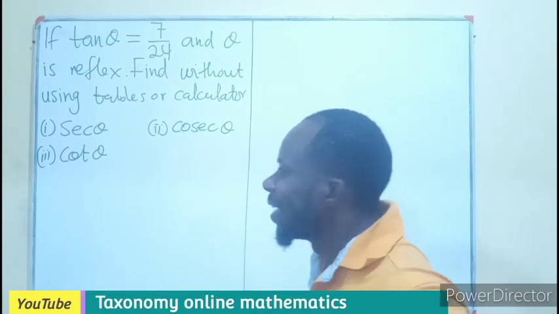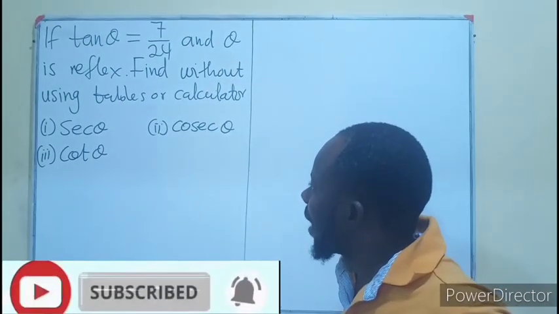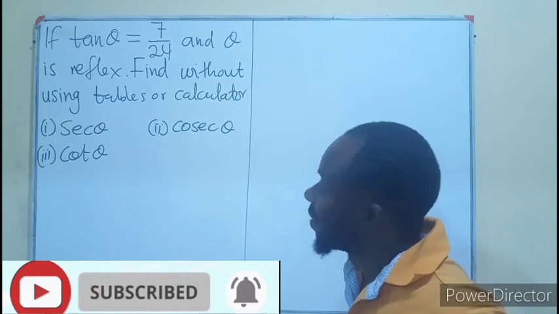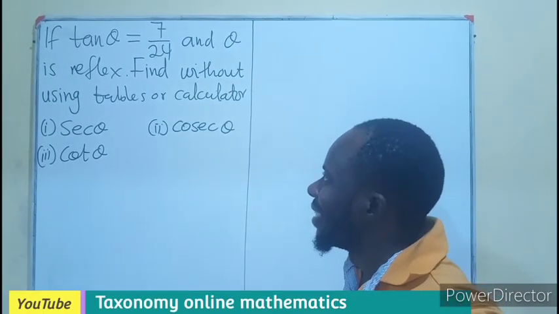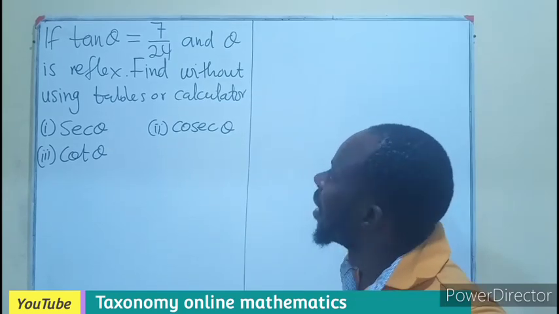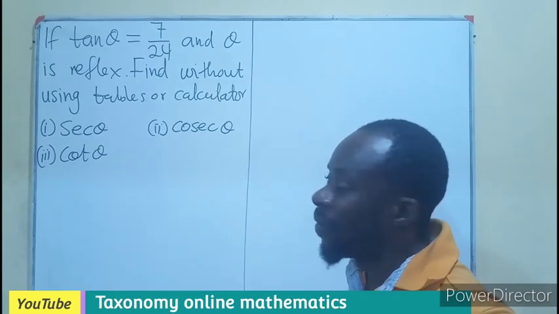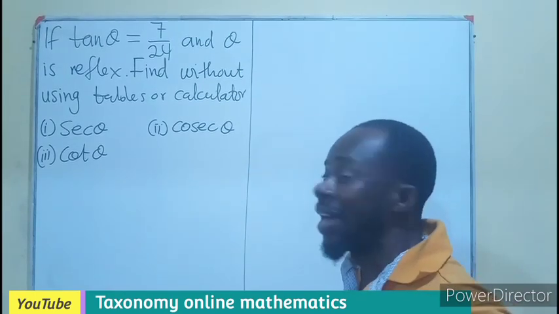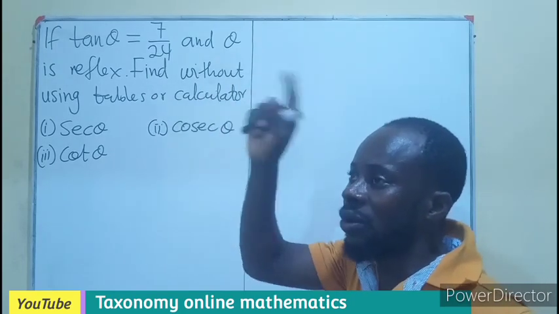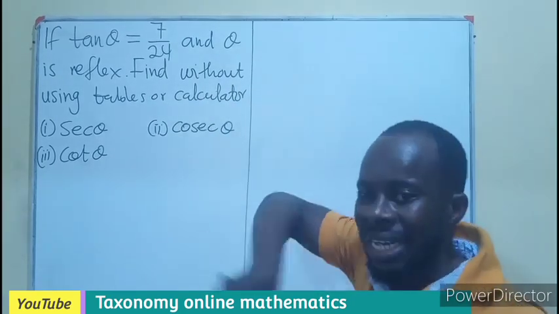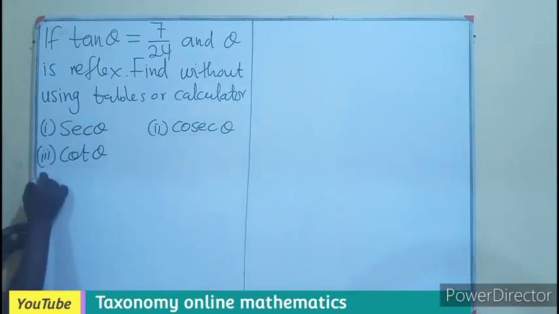This is a question I got from a follower. He wants us to find sec square, sec theta, cosec theta, and cot theta if tan theta is given as 7 on 24, and the angle theta is a reflex angle. That reflex angle simply means that it will be in the third quadrant. All right, so let's get into this.